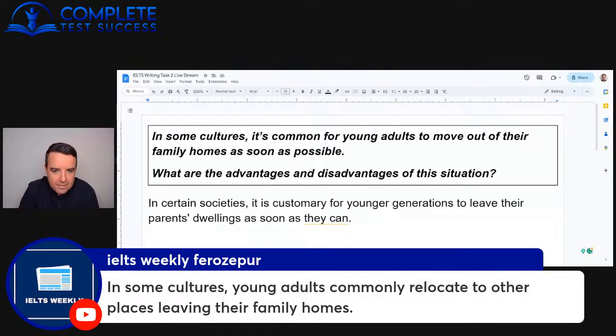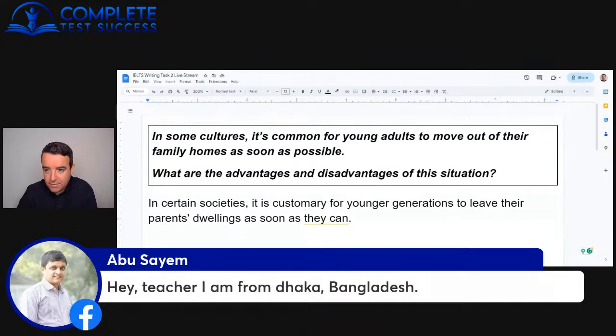Okay. In some cultures, young adults commonly relocate to other places, leaving their family homes. Okay, so your paraphrase is good, but what's missing is some information. Remember, I said your paraphrase must have the same meaning as the question. And in the question, it says, as soon as possible. And there's nothing in your paraphrase that communicates that piece of information. Your paraphrase is missing some of the information from the question. So that's something that you need to consider.